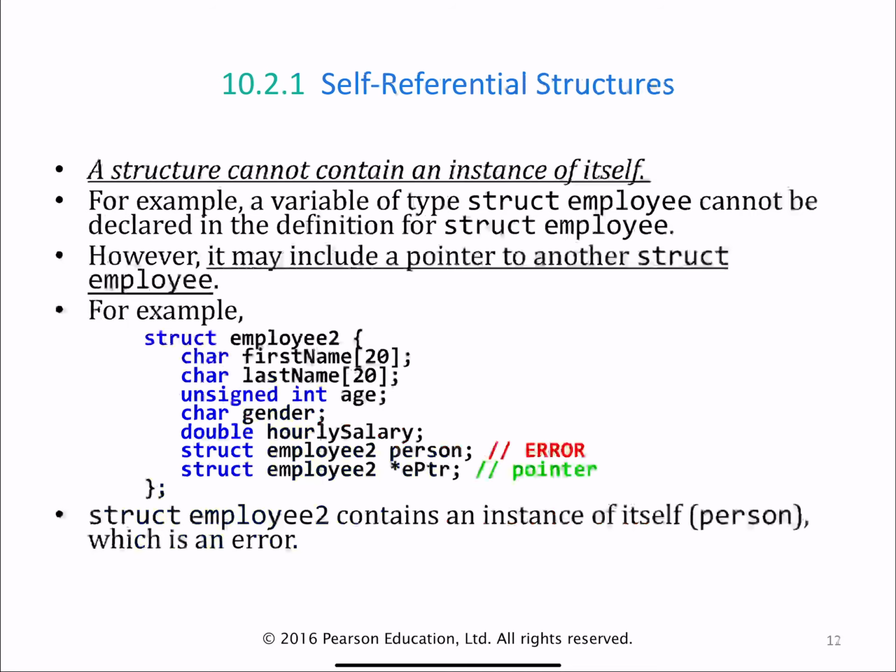Now, one thing that a structure cannot contain is an instance of itself, meaning a structure cannot contain within it a structure of its own type. That would be recursive, and that is not allowed because the structure that you're including would then have another structure of its own type in it, and that would never end. I'm sure you can understand that. So one such negative example is given on this slide.